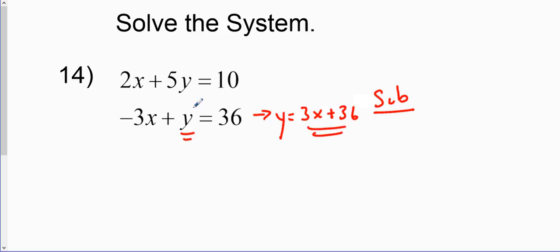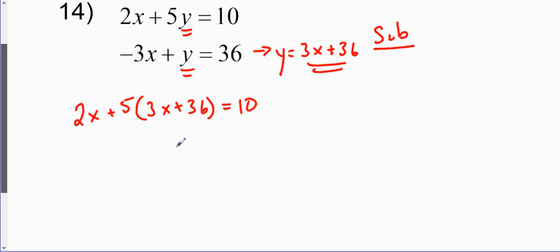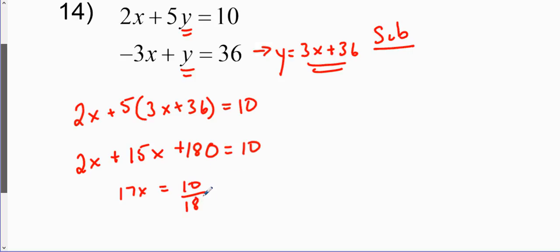I'm going to take this y value and plug it into the other equation for that y. So what we have is 2x plus 5 times (3x plus 36) equals 10. From here, we finish our algebra. We have 2x, and we distribute the 5 through, so we have 15x. We have to multiply 36 times 5. Let's see if I can do this in my head. That's 180. That equals 10. Adding these together, we have 17x, and then we take the 10 and divide this by 180.